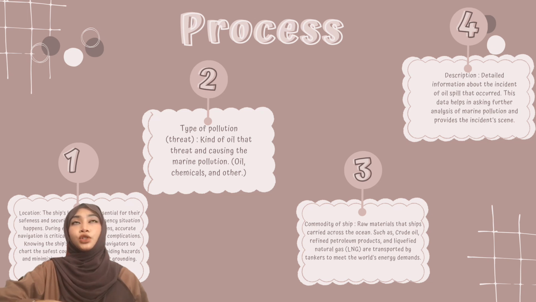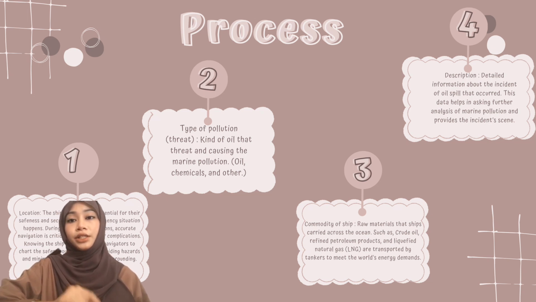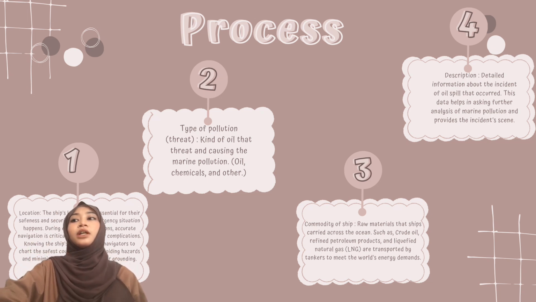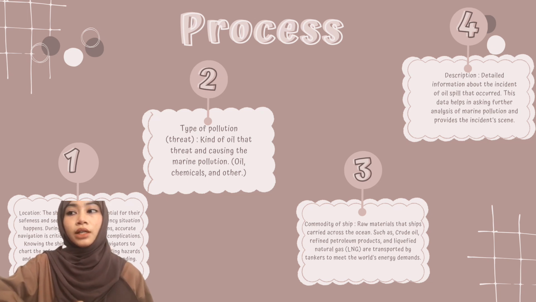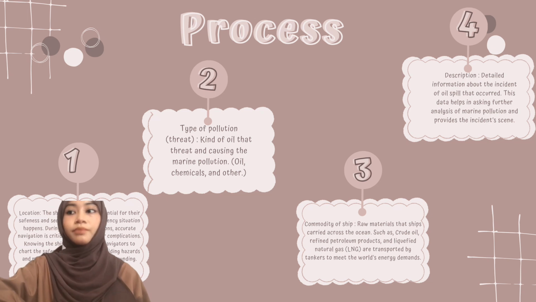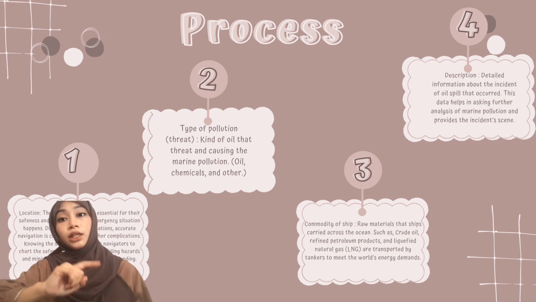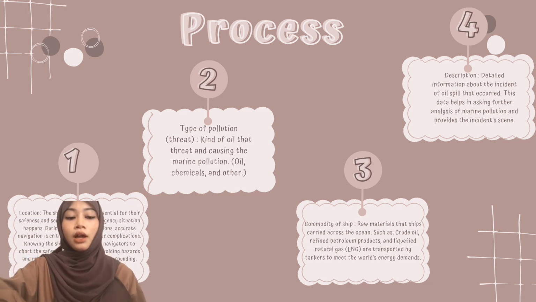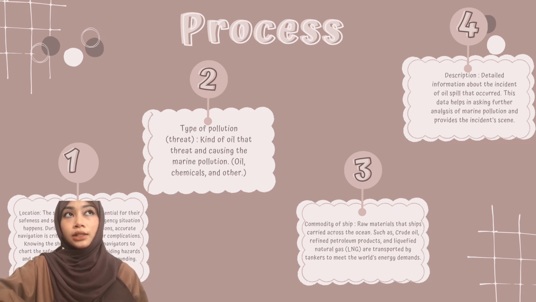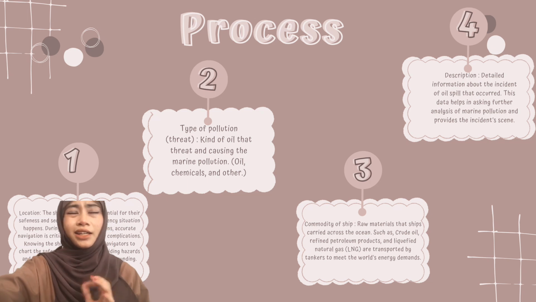Number 2 is the type of pollution. This shows the kind of oil that threatens and causes the marine pollution, such as oil, chemical, and others. Number 3 is the commodity of the ship. This means the raw materials that ships carry across the oceans, such as crude oil, refined petroleum products, and liquefied natural gas (LNG). These oils are transported by tanker to meet the world's energy demands.